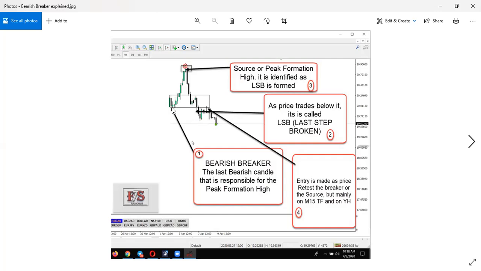Now look at this. We have two kinds of breaker, just like we have bullish and bearish order blocks. Now we have a bearish breaker and a bullish breaker. Is that okay? Let's talk about the bullish and bearish breaker first. Look at it, this is a bearish breaker. What's a bearish breaker? Listen.